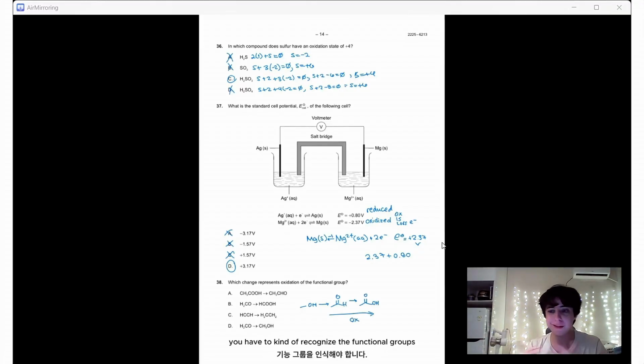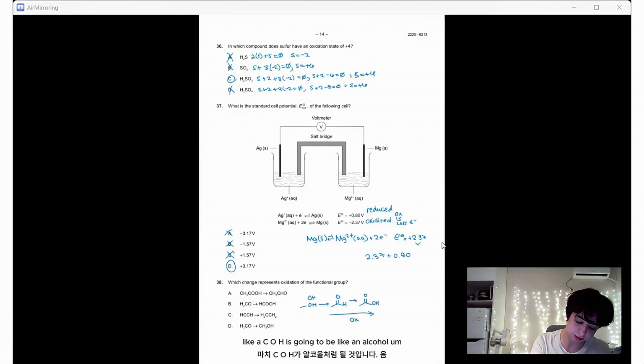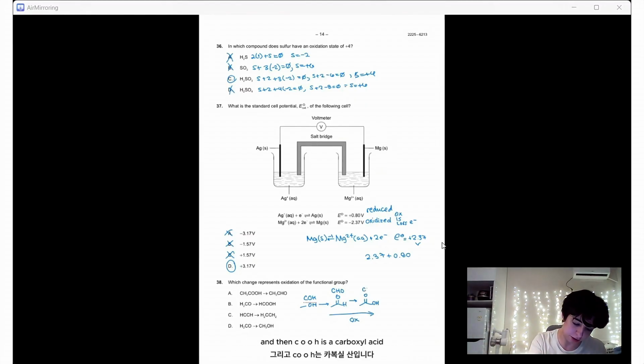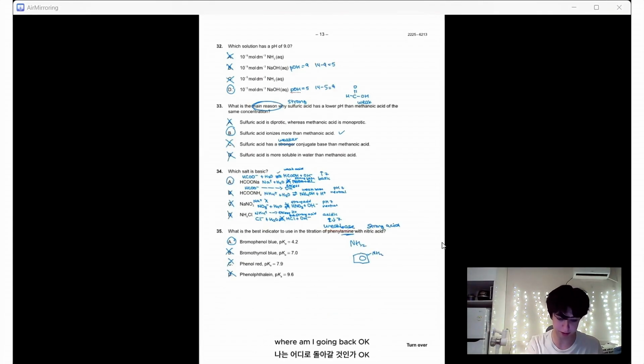And to do that, you have to kind of recognize the function groups and the formulas. Okay. So obviously, like a COH is going to be like an alcohol. An aldehyde tends to be denotated as CHO usually. And then COOH is a carboxylic acid. These may differ. And so we'll see how. Oh, where am I? Going back.